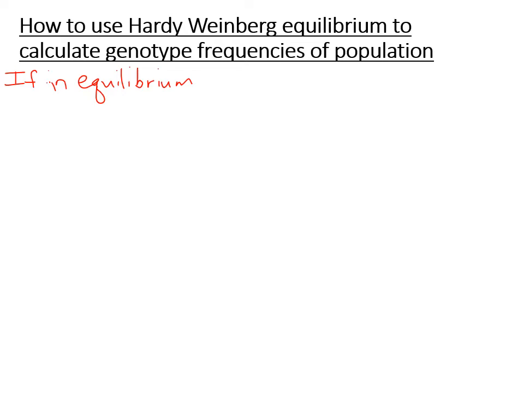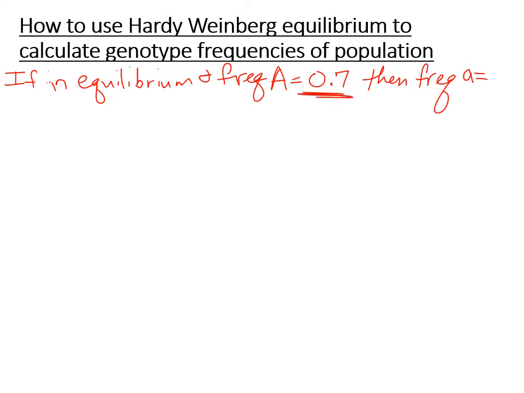So for instance, I could say if in equilibrium and the frequency of the dominant allele, capital A, is equal to 0.7, okay? What's the first thing you can figure out once I've given you that information? Well, right away, you can figure out the frequency of lowercase a, right? Because if the dominant is 0.7, what does the lowercase have to be?